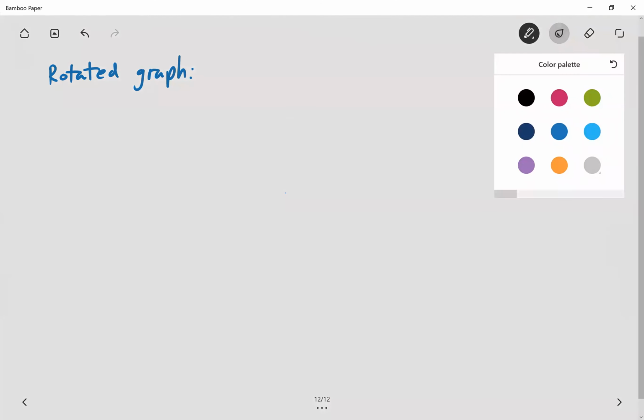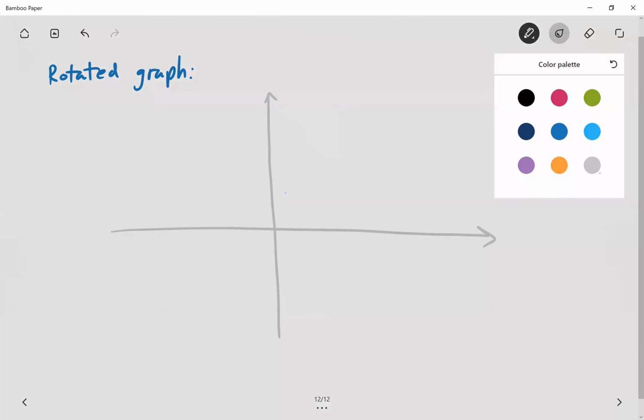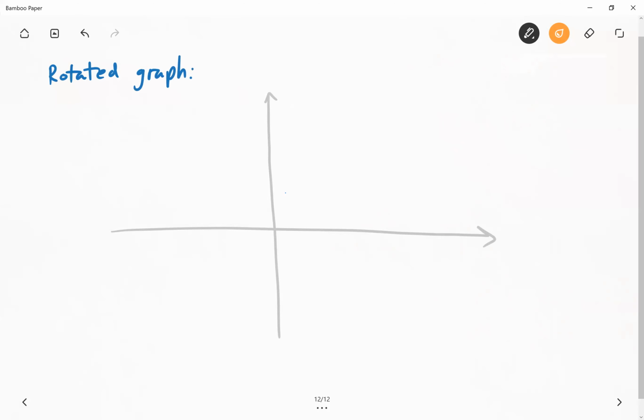I'm going to go ahead and draw a nice big coordinate axis. What I'm going to do, let's see, maybe I'll do this in orange. I'm going to go ahead and draw the eigenvectors, the eigenvector V. This is 1 over radical 2, 1 over radical 2.